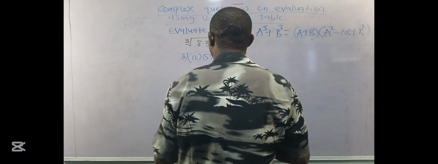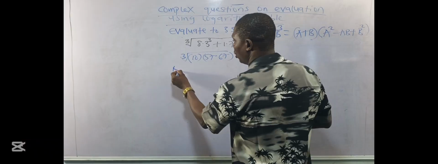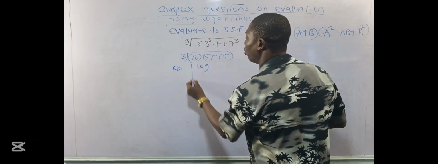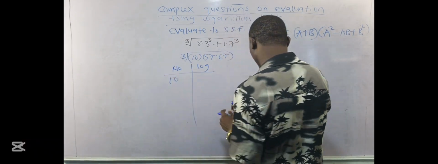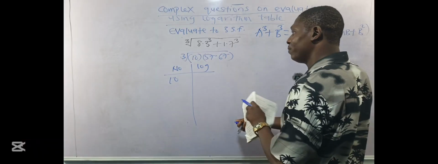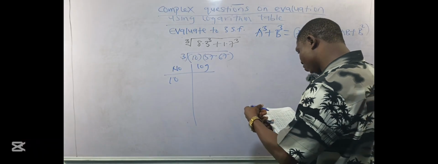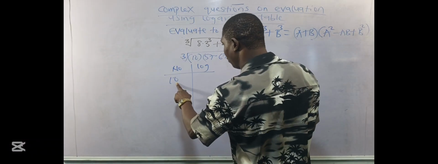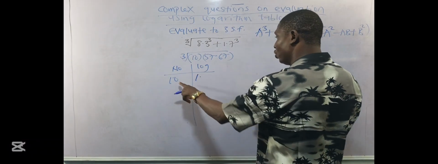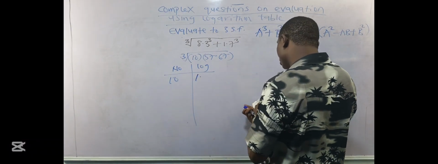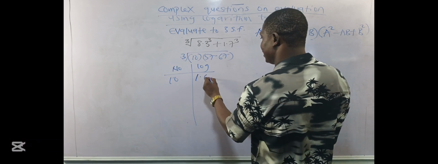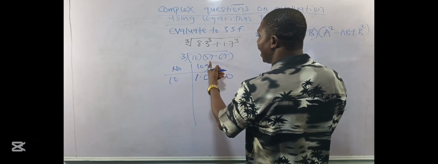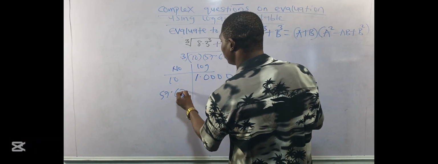Since the bracket means multiplication, we have our log. Now I have my 10. So you look at your logarithm table and get 10 under 0. But remember our characteristic here will be 1. So 10 under 0 here is 0, 0, 0, 0. And we have 57.67, two digits before the decimal, so we have 1 as the characteristic.